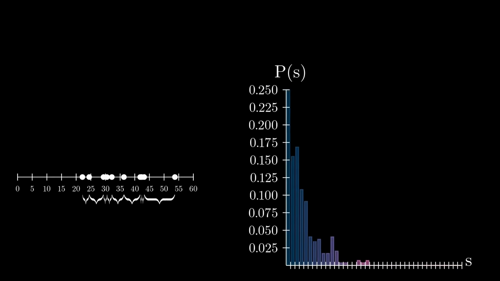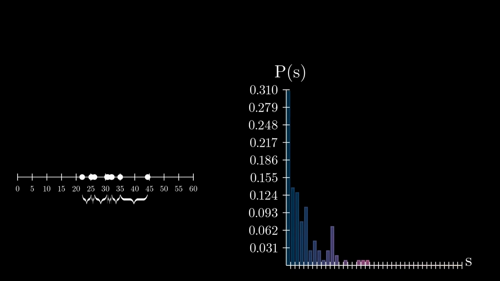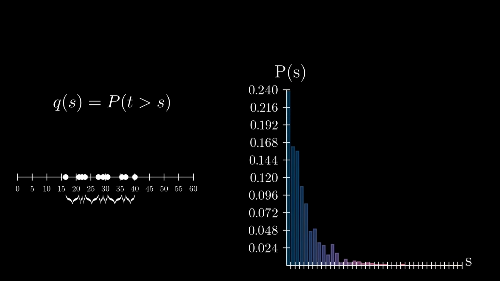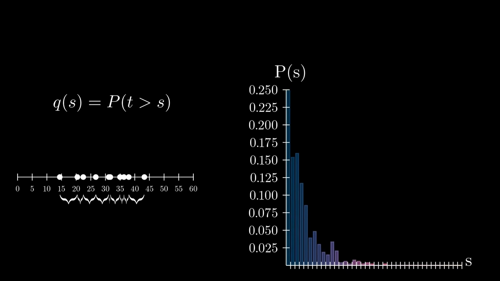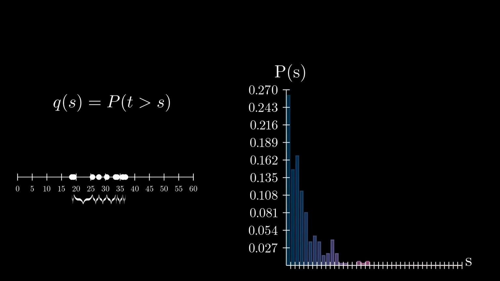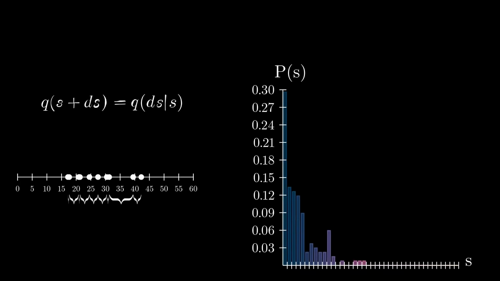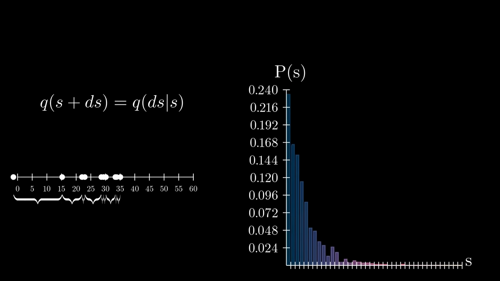The goal is to find the distribution of spacings between uncorrelated events or eigenvalues. To do this, we'll actually look at the cumulative distribution function of the spacings. So define Q of s, which is the probability that the spacing t is greater than s. You can also think of Q of s as the probability that there is no eigenvalue at distance s from any given one.